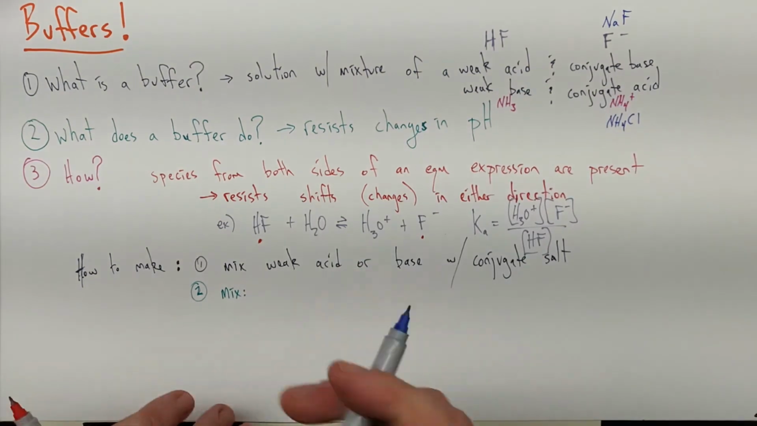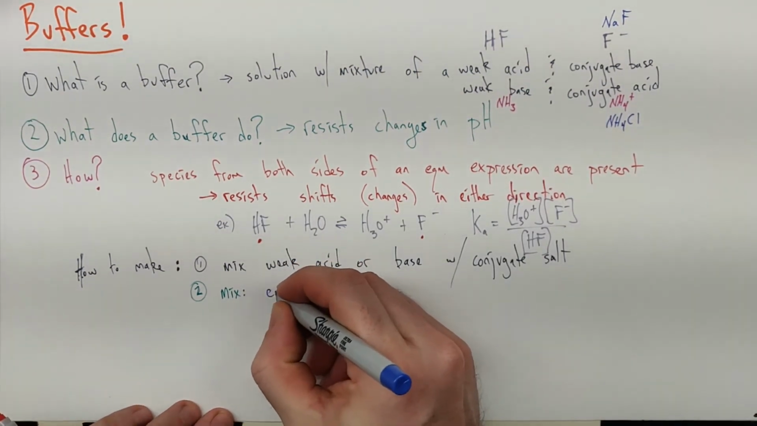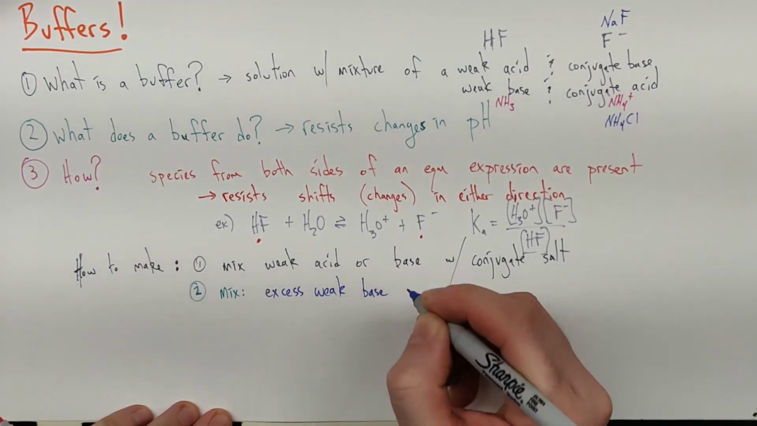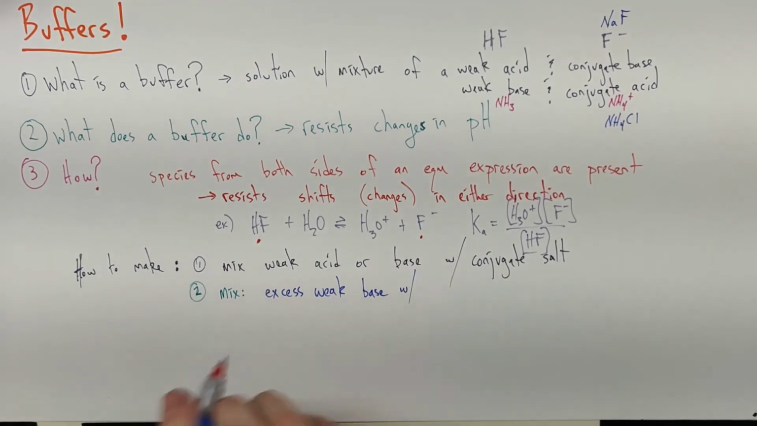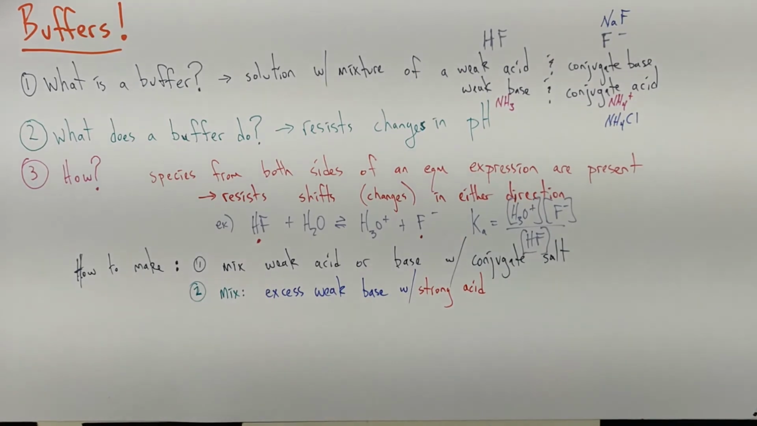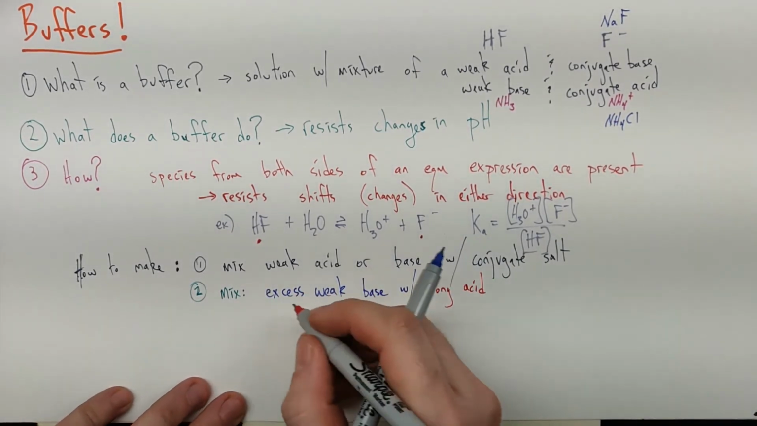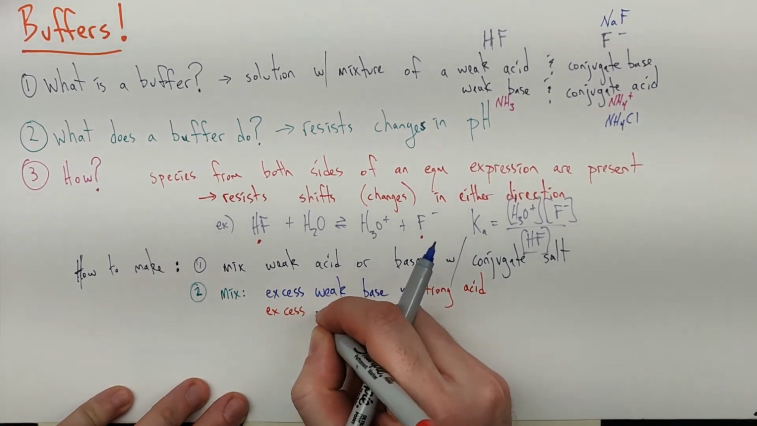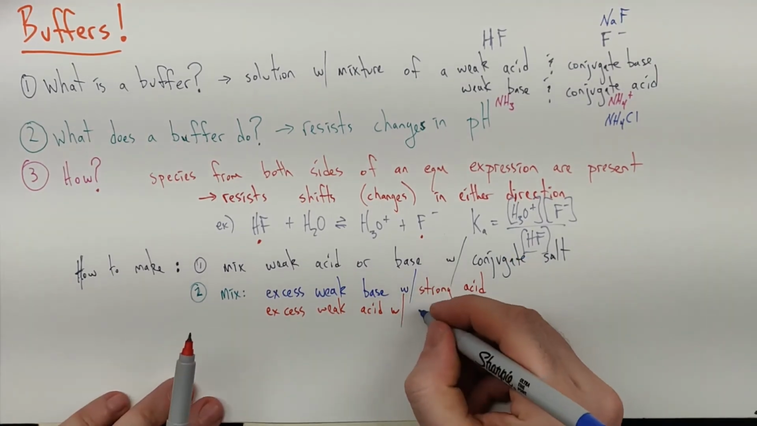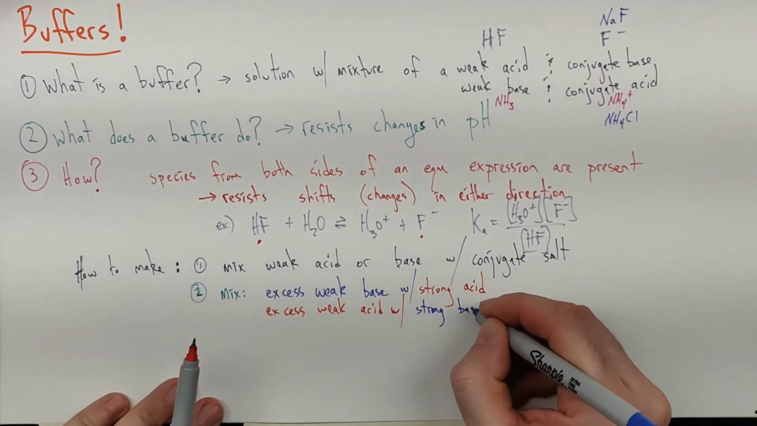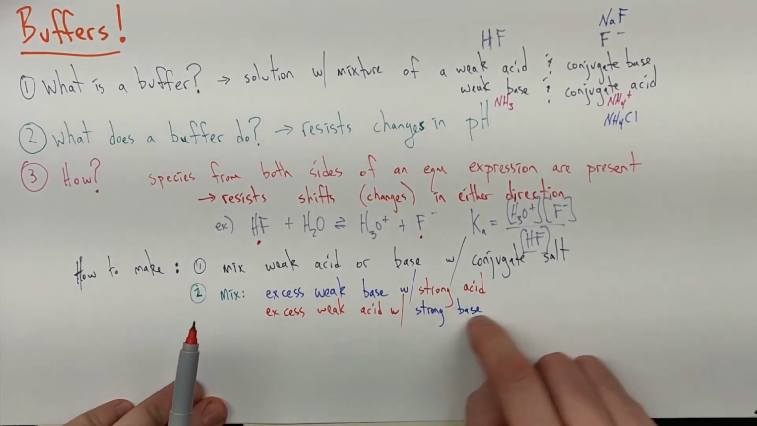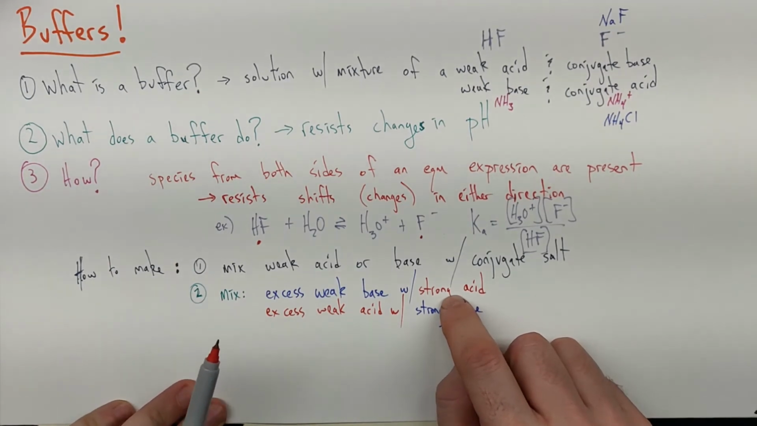All right, here we go. Mix excess weak base with some strong acid. Or the other option would be to mix excess weak acid with some strong base. And in both cases, what you're doing is taking your weak acid or your weak base, and you're reacting to convert some of it into its conjugate.